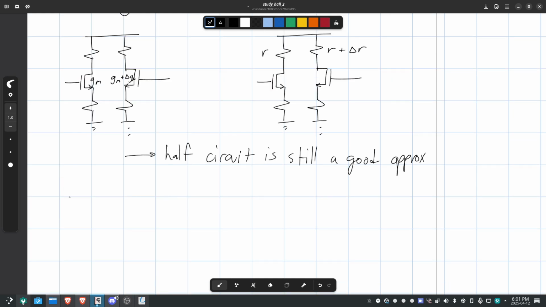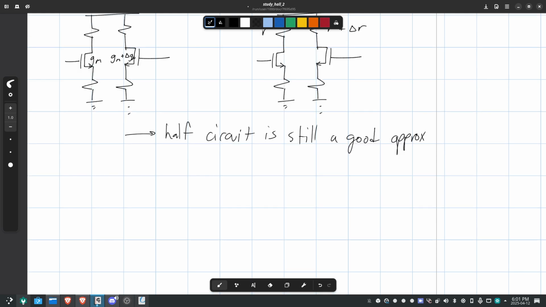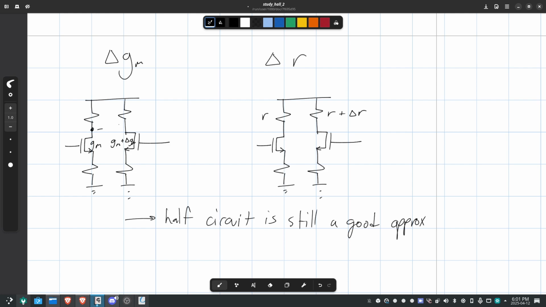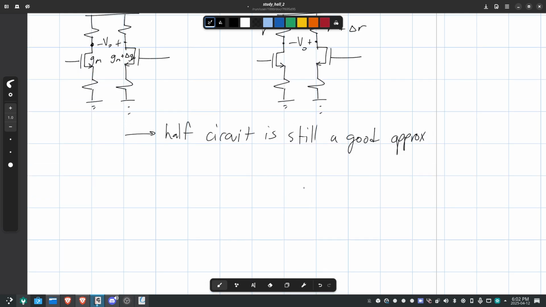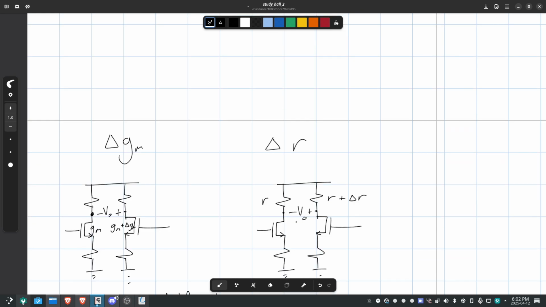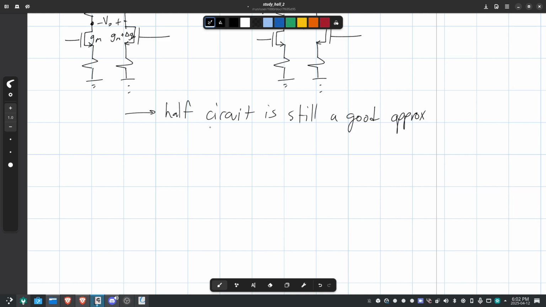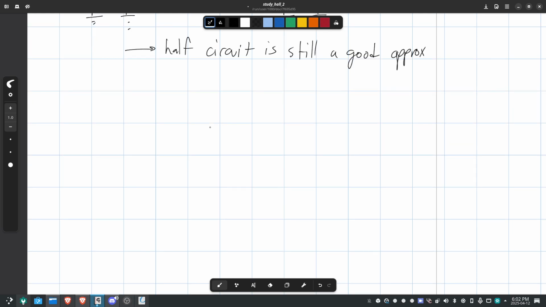So the half circuit here is still a good approximation, and we can find the amplitude of this the same way, right? So this is still going to be minus plus VO, if I'm correct. If you're given a question about this, you will be given the half circuit. You'll always be able to do half circuit, or else the whole point is kind of lost, right?